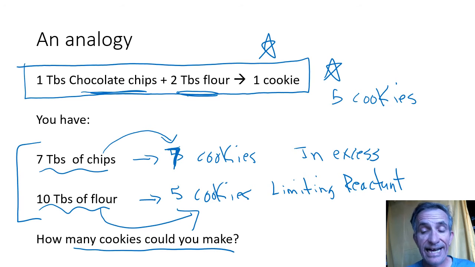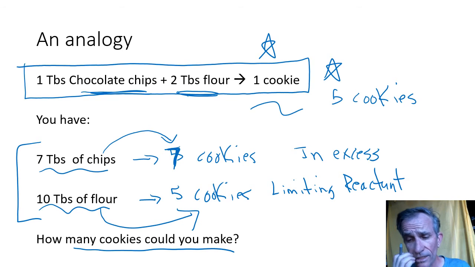And once we can see how much we can make based on both amounts, the real amount is going to be the lower value. So the answer that gives you the lower value, or the lower answer you get, that's the real amount you're going to make. Because once you make those 5 cookies, you're done. You can't make any more. It's going to be the same thing in chemistry. When you use up the limiting reactant, the reaction is going to quit and you can't make any more stuff. All right, so that's kind of the idea.